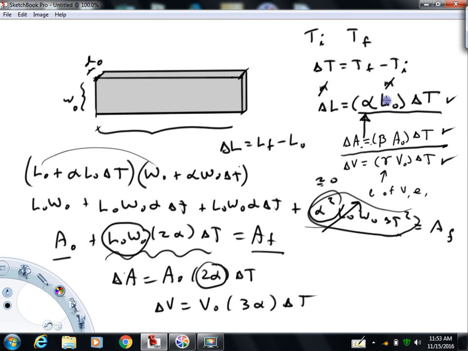In theory, that would need 3 separate constants: the coefficient of linear expansion, coefficient of area expansion, and coefficient of volume expansion, which is here. However, this one can quite nicely be approximated as 2 alpha, and this one can quite nicely be approximated as 3 alpha, meaning that you really only need one coefficient to calculate the 3 types of changes. So this was just meant to be an introduction into linear, area, and volume expansion.